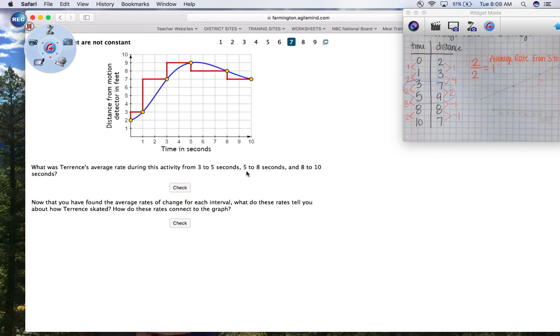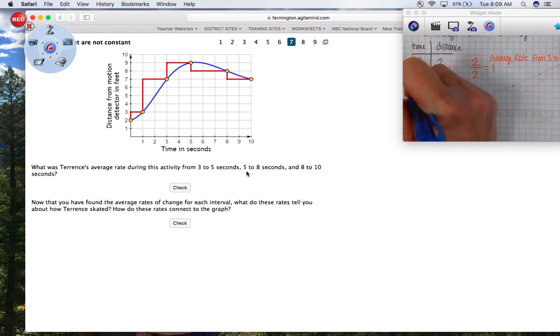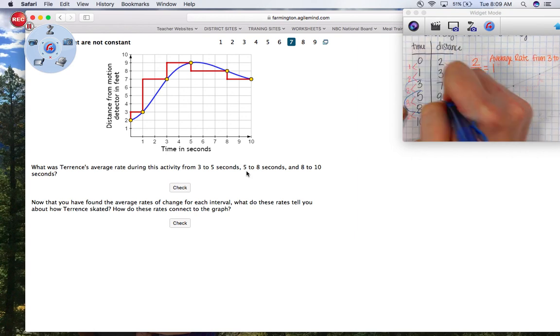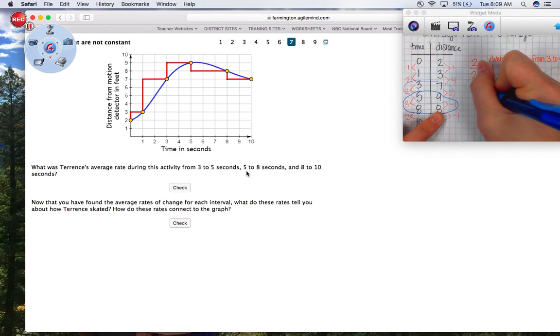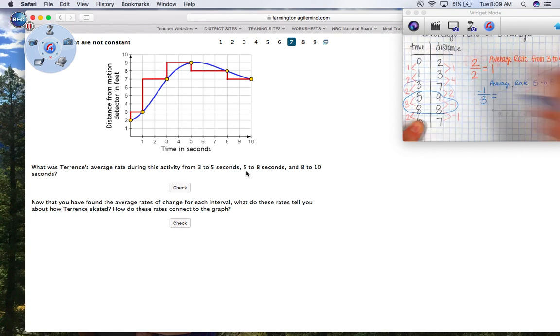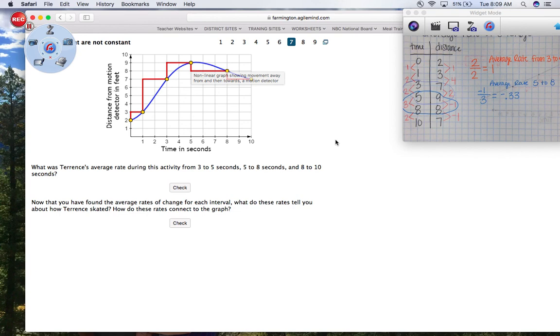Okay, then it says find it from 5 to 8 seconds. So I would be looking at this point right here. So the average rate from 5 to 8, it went down 1 over 3, so it'd be negative 1/3 or negative 0.33. You can look at it here on the graph. It went down 1 over 3, so that's where we got the negative 1/3.